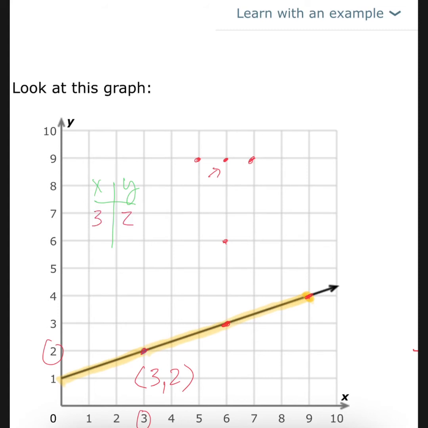Okay, let's pick another point. Let's go with this one here. My X value is 9. Remember, X goes first when you're writing your ordered pair. So 9. My Y value over here is 4. So I could write that down, 9, 4. Once you have your table, you can use stat edit and enter your points into the calculator and figure out what your slope is.